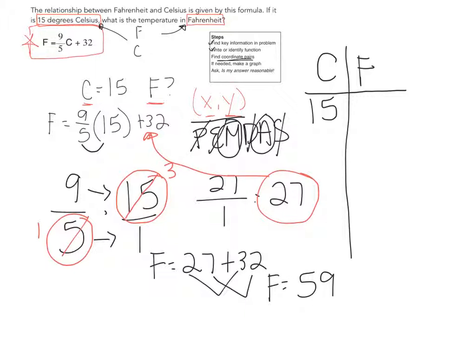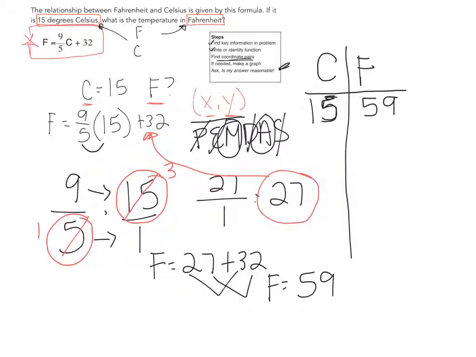F equals 59. So let's plug it back in and ask if it's reasonable. If my input of C is 15, my output is going to be 59 degrees. Now, just using common sense, asking, is this reasonable? I know if it's 15 degrees out, it's pretty cold. 15 degrees Celsius, I know that's pretty cold. And I know that 59 degrees Fahrenheit is pretty cold. So as far as I'm concerned, that logically makes a lot of sense.